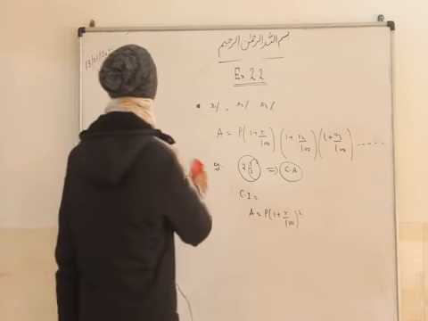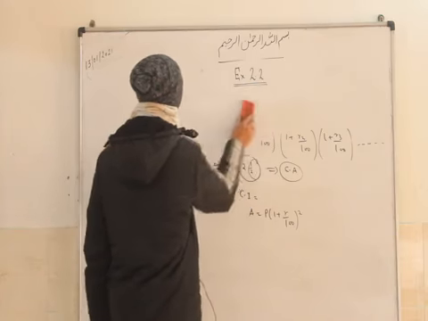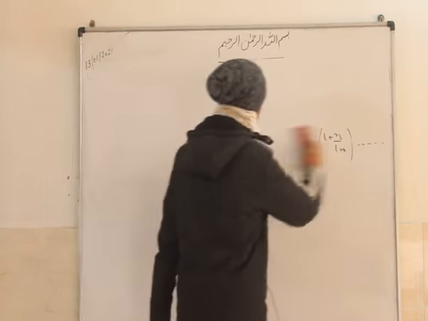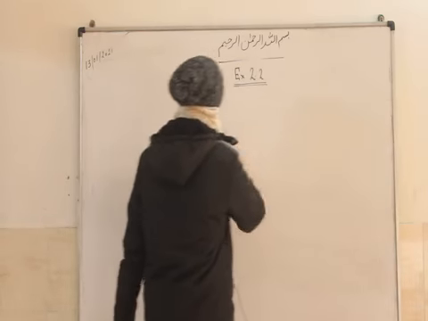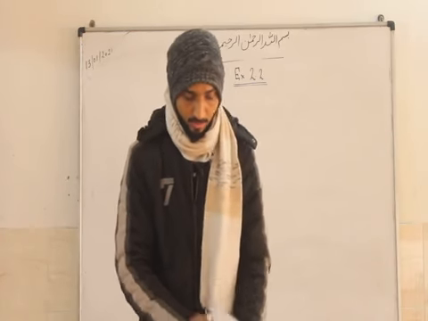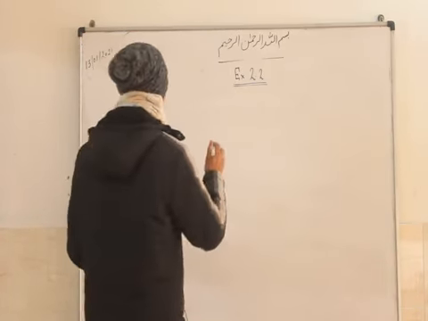Now let's see exercise 2.2. It's a very simple exercise. Only some questions are different. Just like we have done in 2.1, like this we will solve here. So let's start with question number 1.